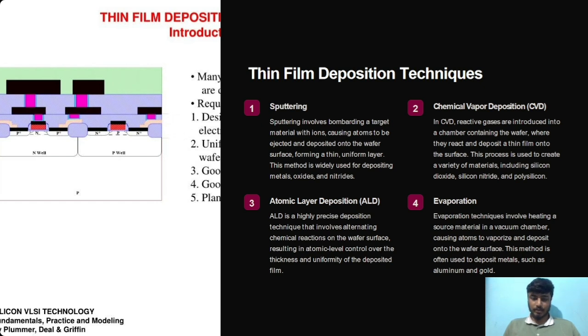Atomic layer deposition. ALD is a highly precise deposition technique that involves alternating chemical reactions on the wafer surface, resulting in atomic level control over the thickness and uniformity of the deposited film. Evaporation. Evaporation techniques involve heating a source material in a vacuum chamber, causing the atoms to vaporize and deposit on the wafer surface. This method is often used to deposit metals such as aluminum and gold.